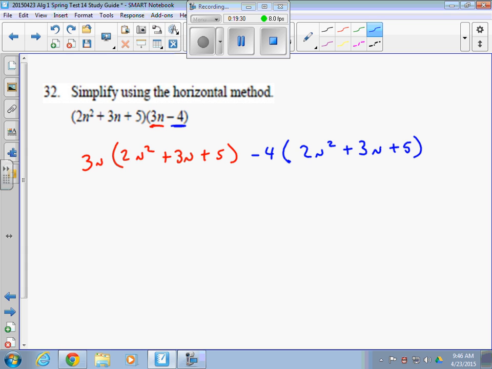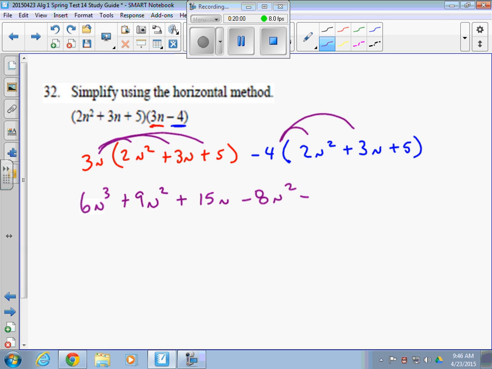Now just distribute both of those. This is the horizontal method. 3n times 2n squared is 6n to the third because you add 1 and 2. 3n times 3n is 9n squared, again because you add 1 and 1. And then 3n times 5 is 15n. Do the same thing with the negative 4 times 2n squared is negative 8n squared. Negative 4 times 3n is negative 12n, and negative 4 times 5 is negative 20.